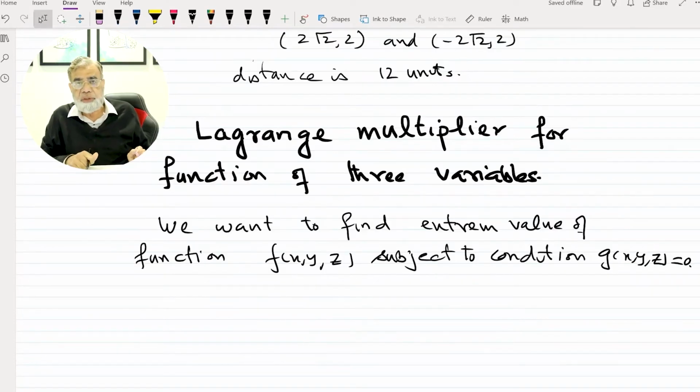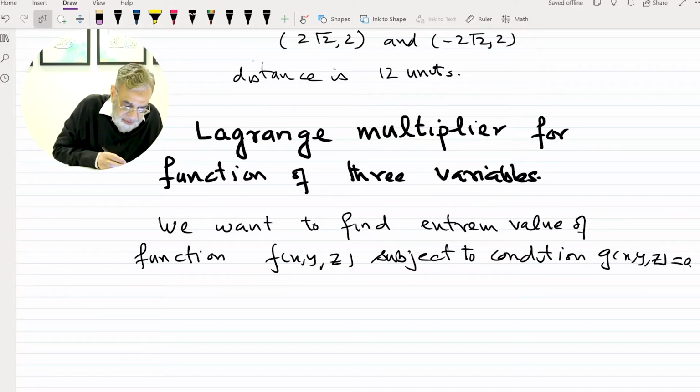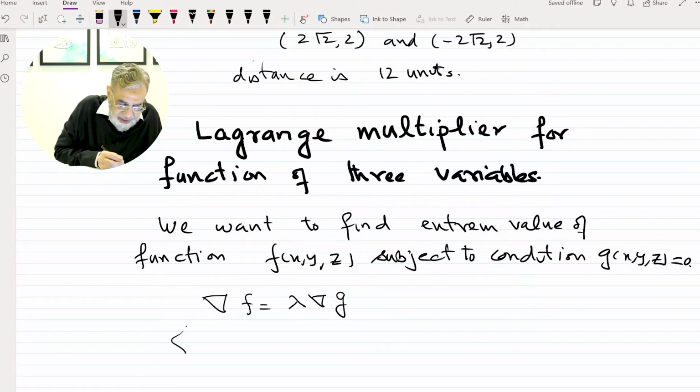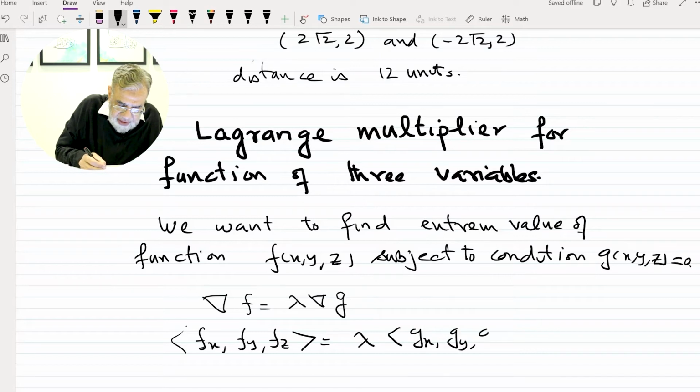We go further and we use the Lagrange multiplier to find the maxima and minima for a function of 3 variables subject to a condition. We have the function f of x, y, z, and the condition is g of x, y, z. So if we write the Lagrange multiplier for this one, we have the gradient of f is equal to lambda times gradient of g, as we did for the 2 variables. Now if I find the gradient, it is the derivative with respect to x, y, and z, and here it's lambda times the derivative of g with respect to x, y, and z. This is another application of our gradient.